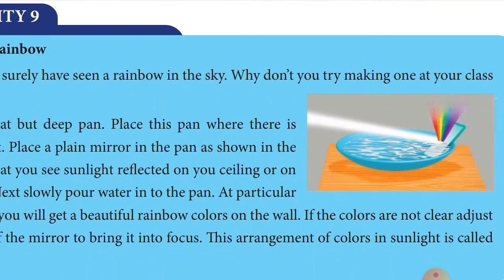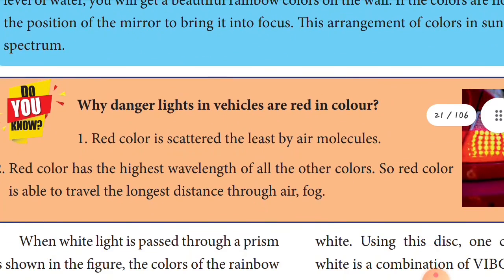Okay? Yes. See this picture, children. See the sunlight forming the different colors, children. You see the rainbow, children, in the rainy season. So the rainbow is a mixture of all the seven colors, yes or no? So why is the danger light always red in color, children? What is the main reason? Already I told you: the red color is scattered the least by air molecules.